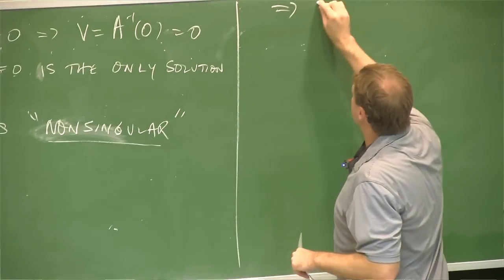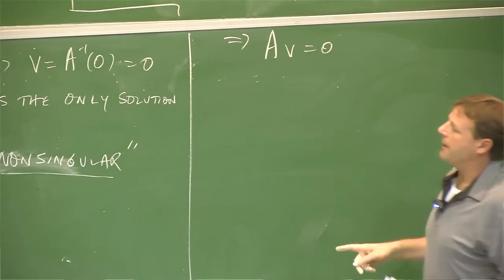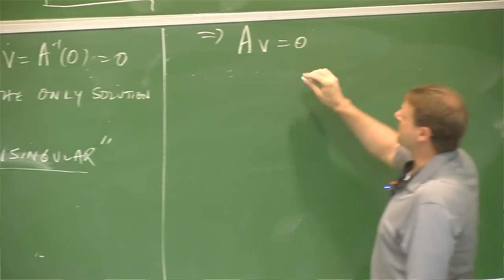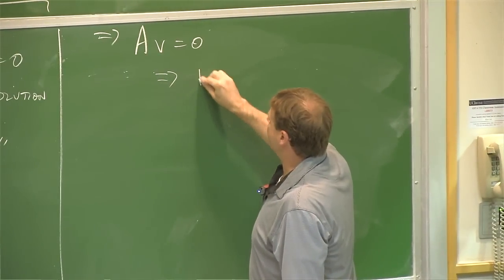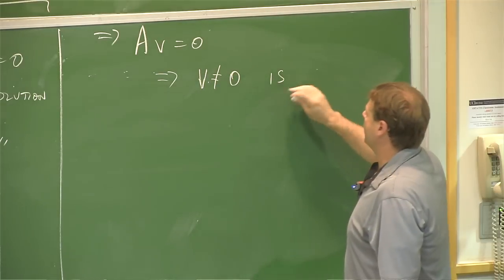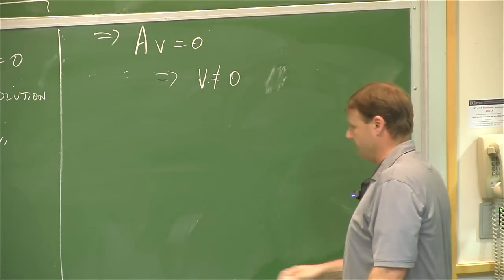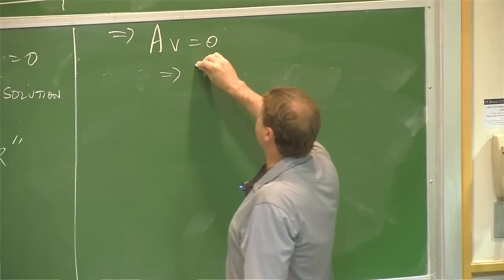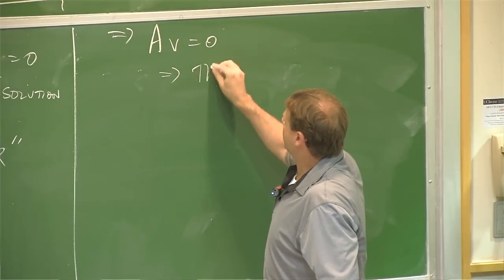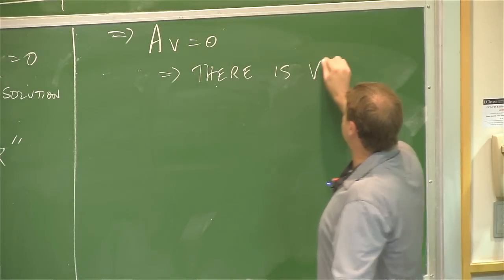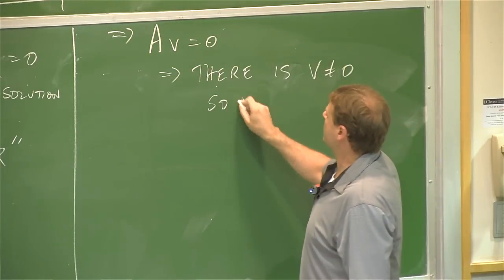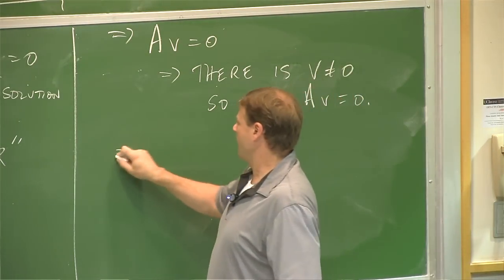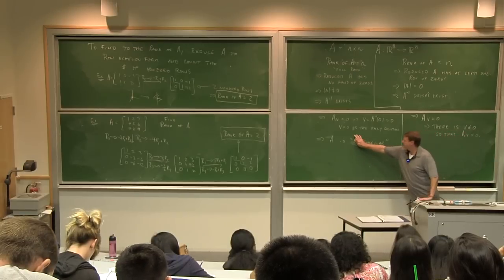Okay, and then this last piece here, Av equals 0. Here v, the 0 vector, was the only solution, and now this is going to mean that v is not equal to 0. Let's write it this way. There is v not equal to 0, so that Av equals 0. And then the word that we apply to that is singular.